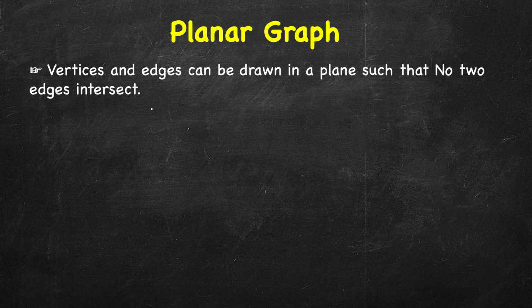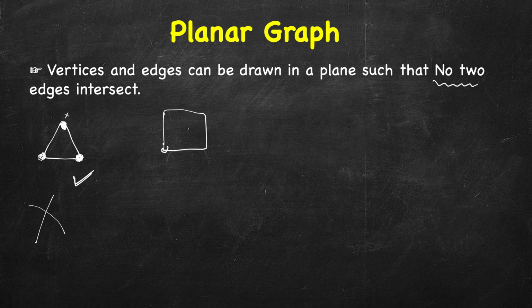Then we have planar graphs. That means vertices and edges can be drawn in a plane such that no two edges intersect. For example, if you draw a triangle, it has 3 vertices and 3 edges. We have drawn it and none of the edges intersect. So don't count these vertices as intersection points. These edges start from this vertex and end at another vertex, so we will not call these vertices intersection points. It should be like this: they are intersecting but there is no vertex here. So this kind of thing should not exist. So this is a planar graph, since all vertices and edges are drawn without edges intersecting.